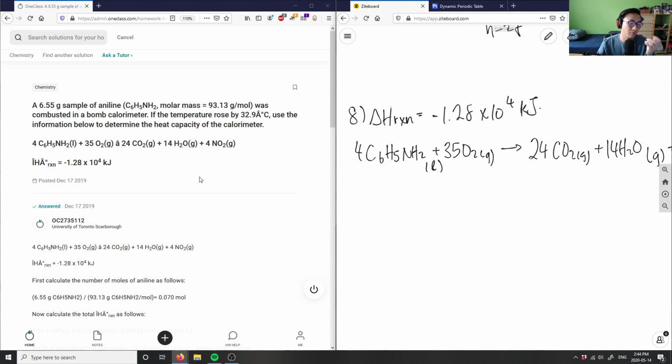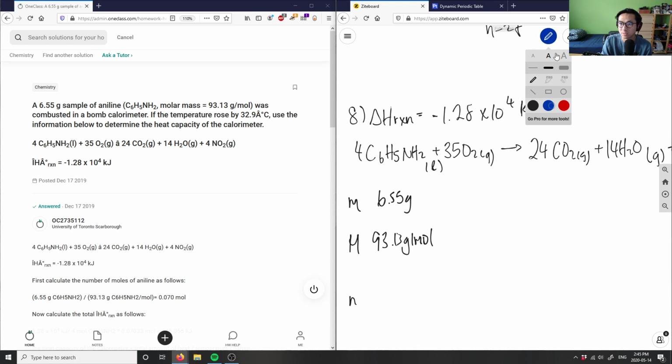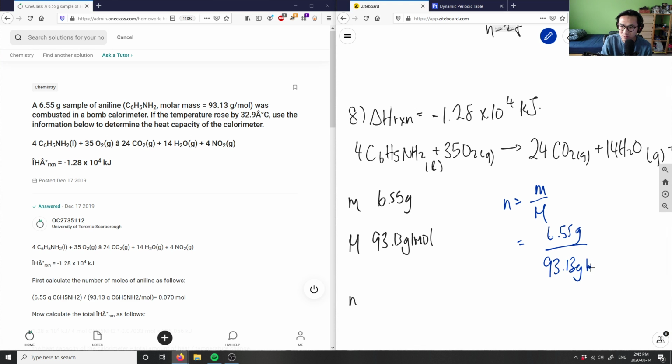So what we're doing here is, first we have to figure out, again, we're given our sample of aniline here, and this is 6.55 grams, right? So this here is the mass. And I'm given the molar mass of aniline as well, which is 93.13 grams per mole. So instinctively, I'm going to solve for the moles first. Moles, I know, is mass over molar mass. So this here is 6.55 grams divided by 93.13 grams per mole.